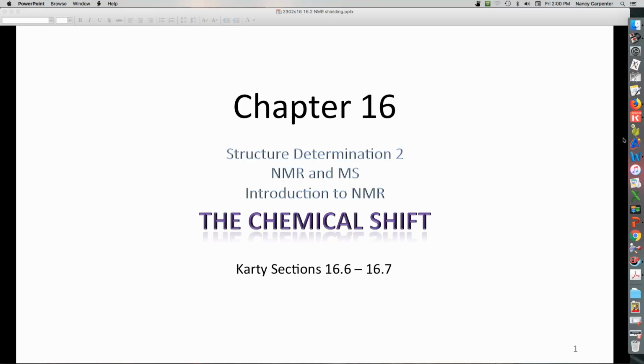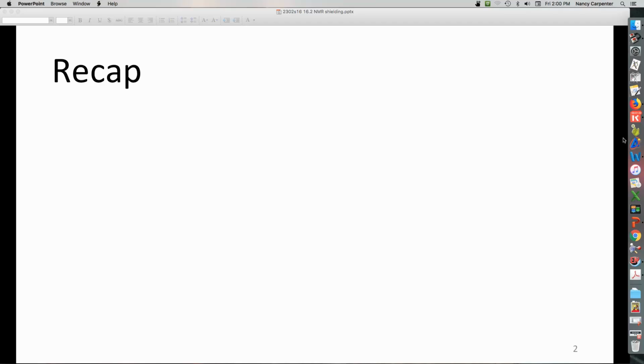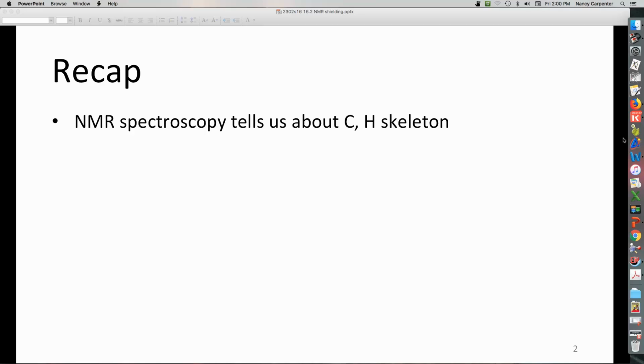All right, let's dive right into some more detail about NMR spectroscopy, but start with a little bit of a recap from the first mini lecture. This is a very, very powerful spectroscopic technique that tells us a ton about the carbon-hydrogen skeleton. That's information we really can't get from infrared or UV-vis so much. So this is a very, very useful technique when it comes to identifying the structure of organic molecules.